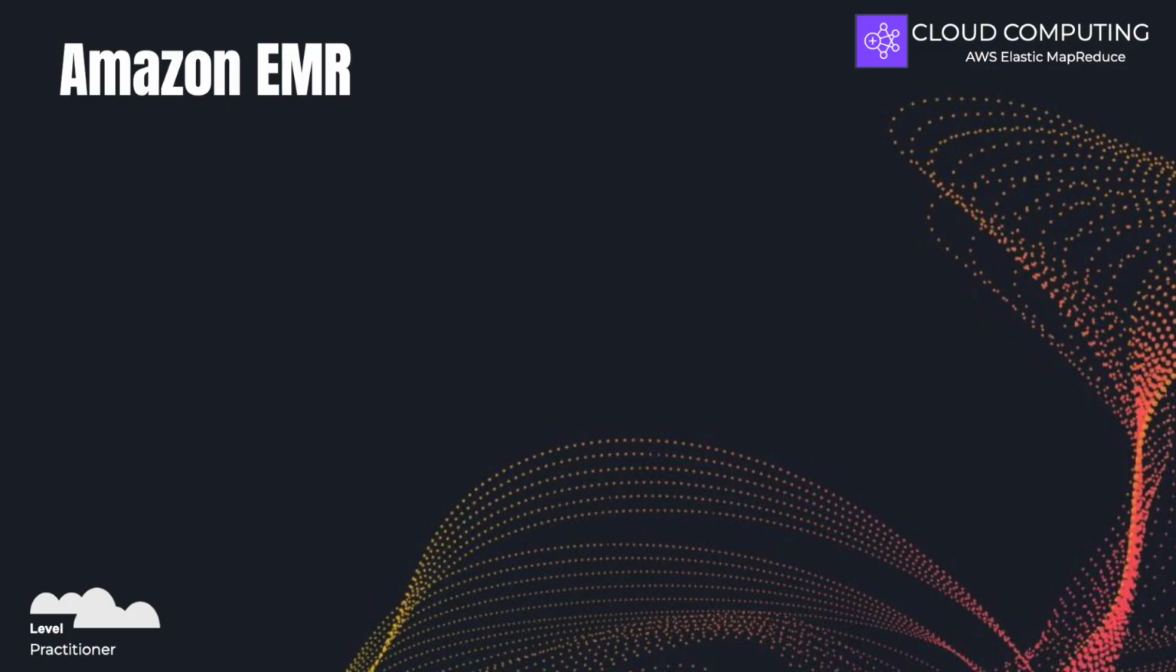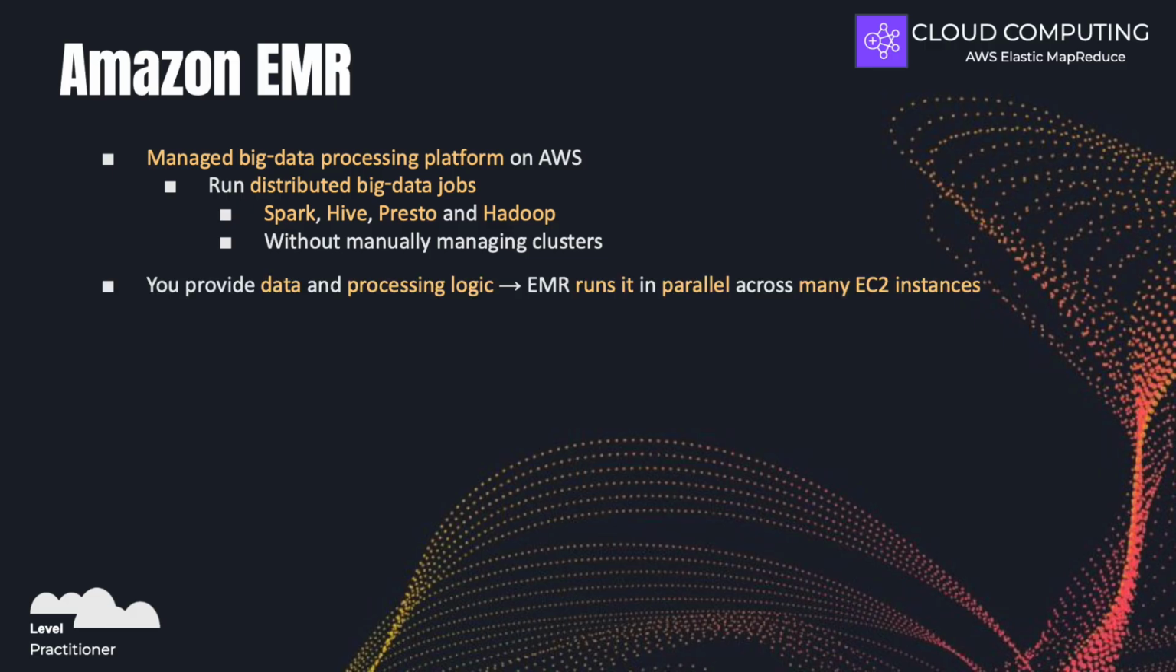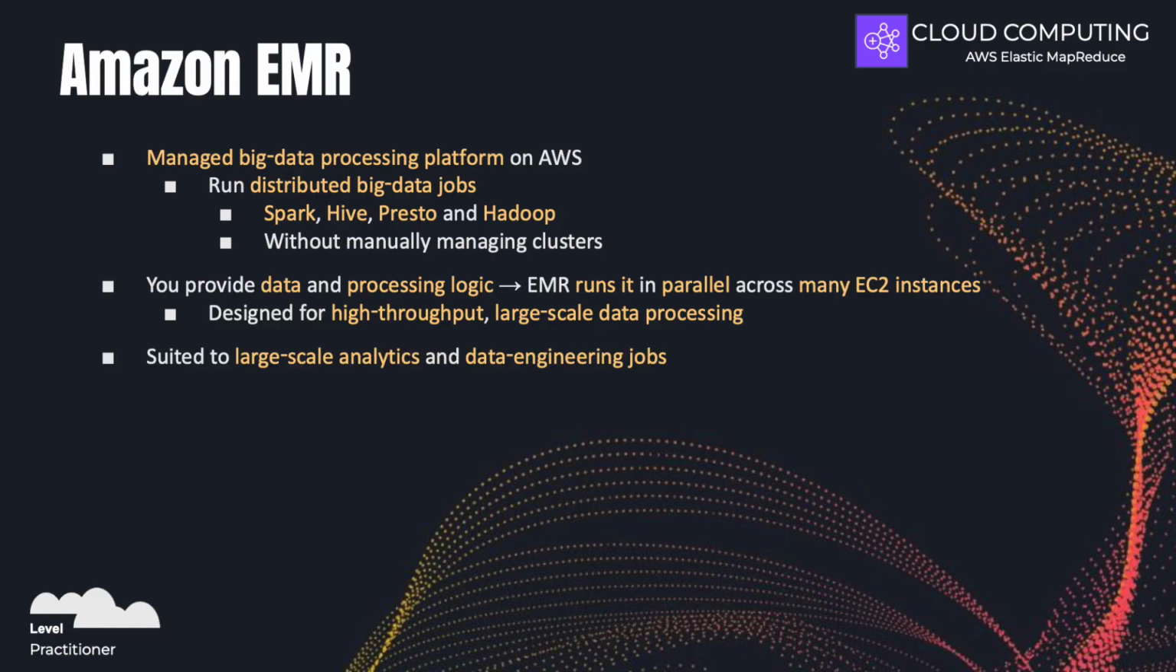Amazon EMR is a managed big data processing platform on AWS. It lets you run distributed frameworks like Spark, Hive, Presto, and Hadoop on clusters without manually building or managing them. You feed EMR large volumes of data plus some processing logic, and it runs that work in parallel across many EC2 instances for you. EMR is designed for large-scale analytics and data engineering workloads where you need flexible control over the cluster and the tools you run.